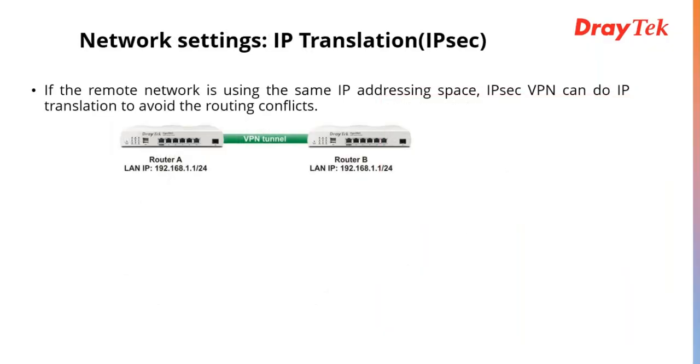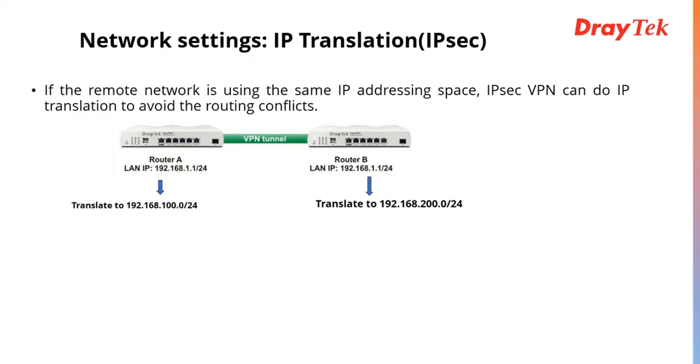In a standard LAN-to-LAN topology, the local network at each site must be unique. The primary reason for this is to avoid creating a routing conflict, as if both sites have the same LAN subnet, it will not be possible for the router to determine whether the traffic is destined for its local interface or the VPN interface. Here we have two routers with the same IP subnets.